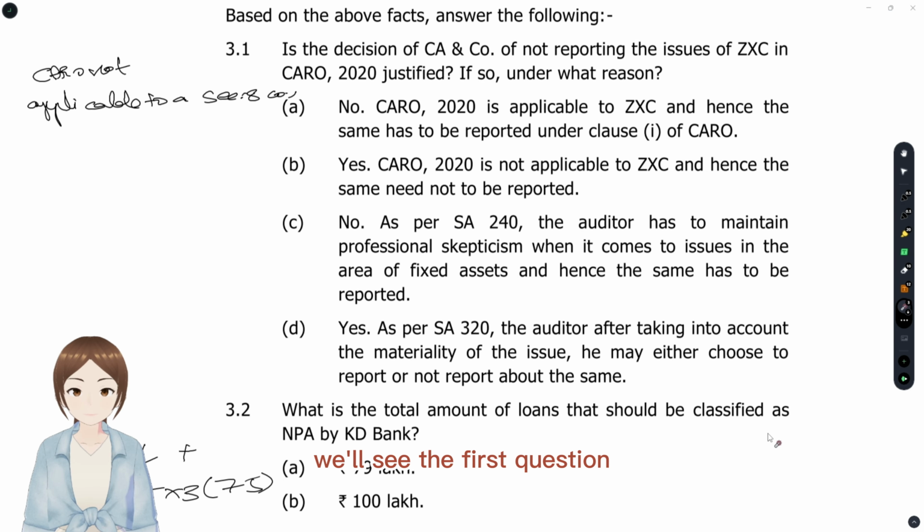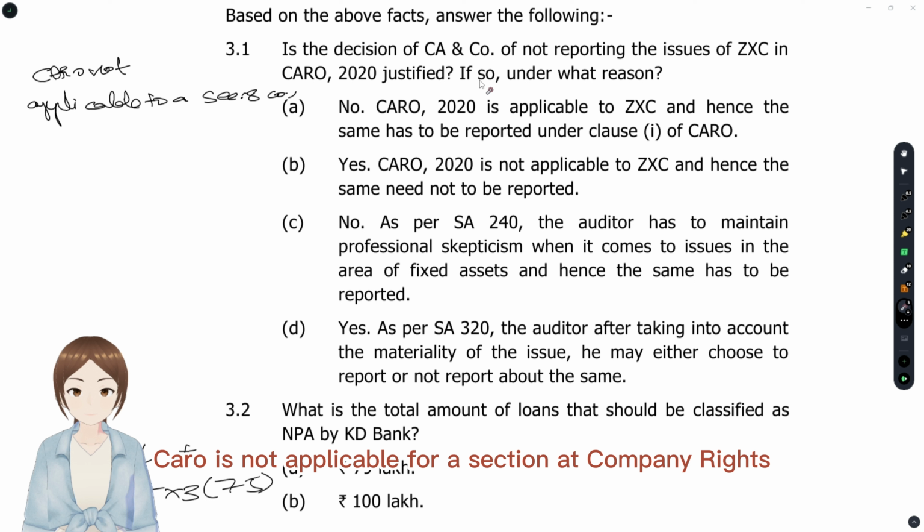We'll see the first question, case scenario 3. Reporting under CARO 2020. CARO is not applicable for a Section 8 company, right? So yes, CARO 2020 is not applicable to this company. So option B is the most appropriate answer.